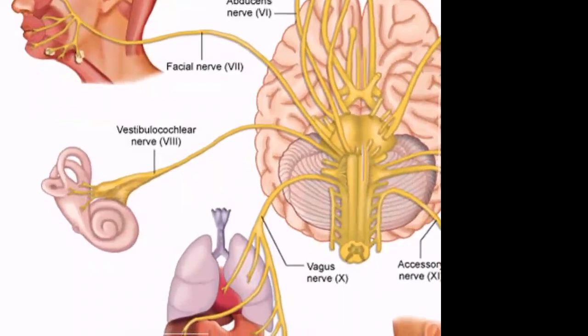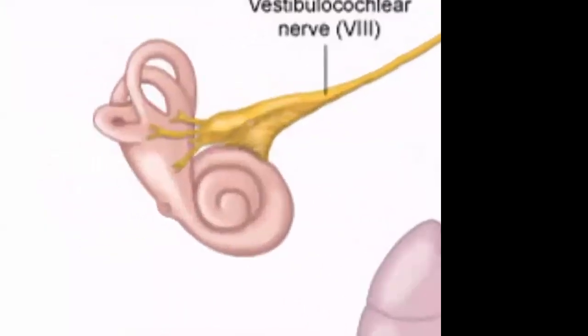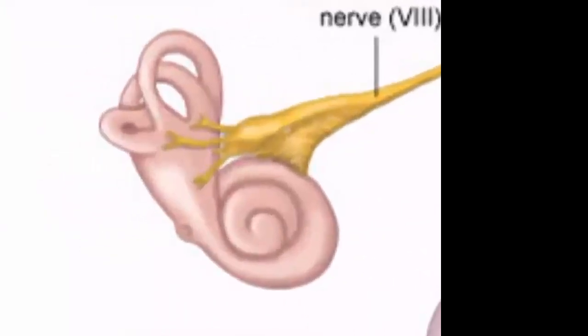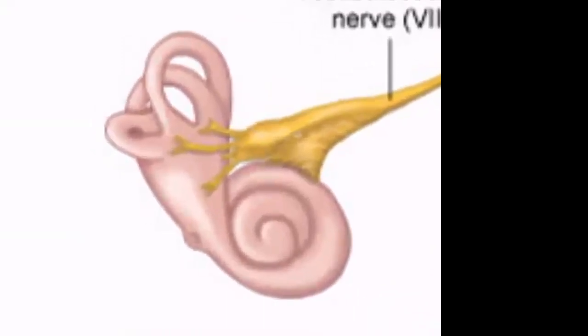The vestibulocochlear nerve, cranial nerve 8, also known as the auditory nerve or the acoustic nerve, one of those. Or more commonly, vestibulocochlear nerve, cranial nerve 8. You can see it's attached to the labyrinth. Now, it looks like a snail, I know. This is actually called a labyrinth. It is found in the inner ear, divided into 3 parts.